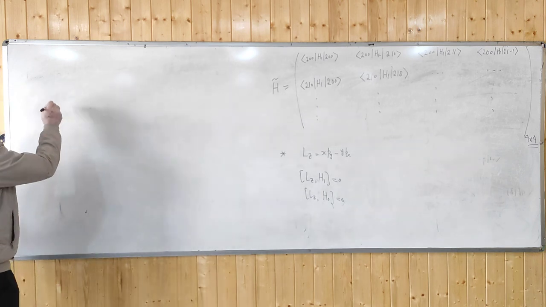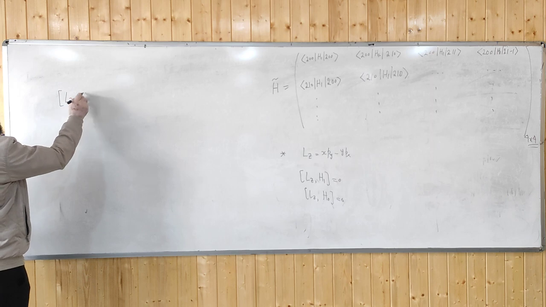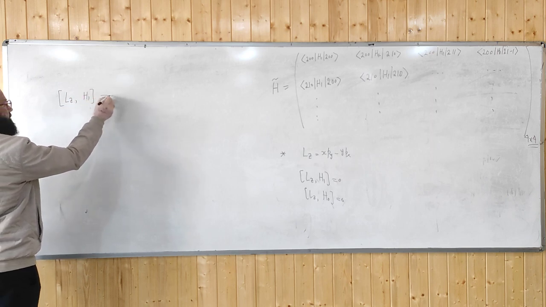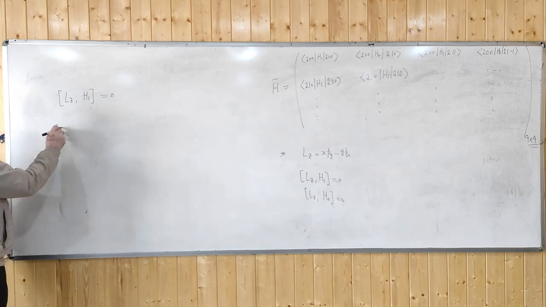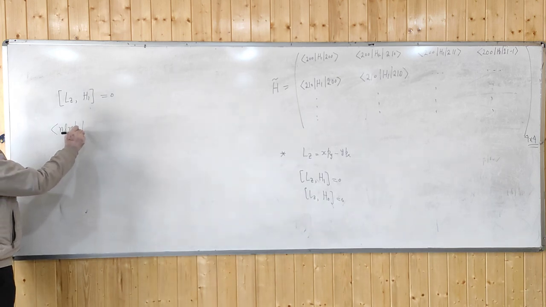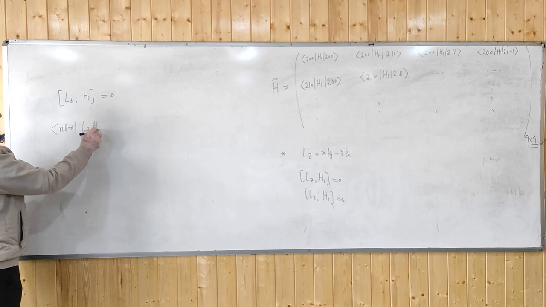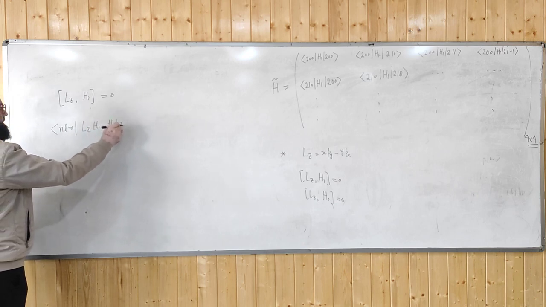So let's take this object. You'll get a selection rule kind of thing. So you are having this very object, okay? So let's write this thing: ⟨n l m| [L_z, H1] |n l' m'⟩.